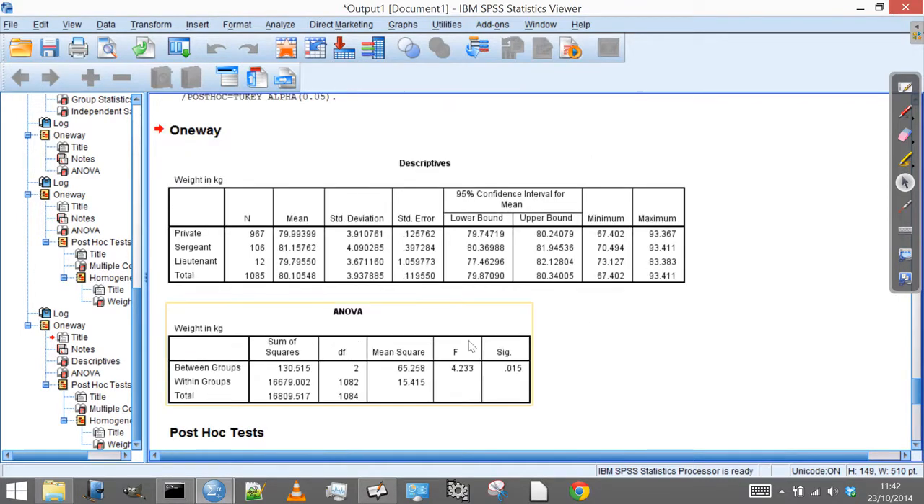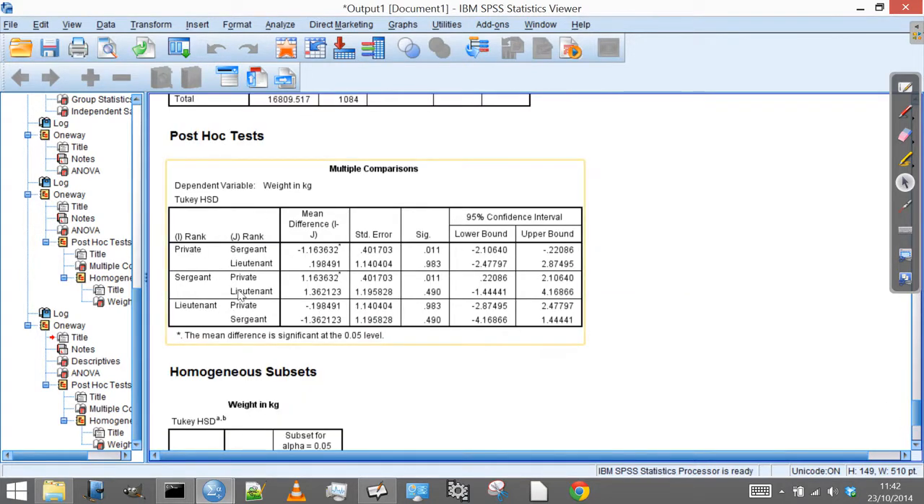So let's say we're comparing sergeant to lieutenant. You say, well, the weight of a sergeant appears to be larger than that of a lieutenant. We go down to this table here and we say, compare sergeant to lieutenant. The difference is about a kilogram. And the probability of obtaining that difference, even when there's really no difference, is 0.49. So actually we're going to say, we have to accept the null hypothesis in this case. There is no difference between the weight of sergeants and lieutenants, at least in our sample. But of course, we've raised concerns about the sample size already.